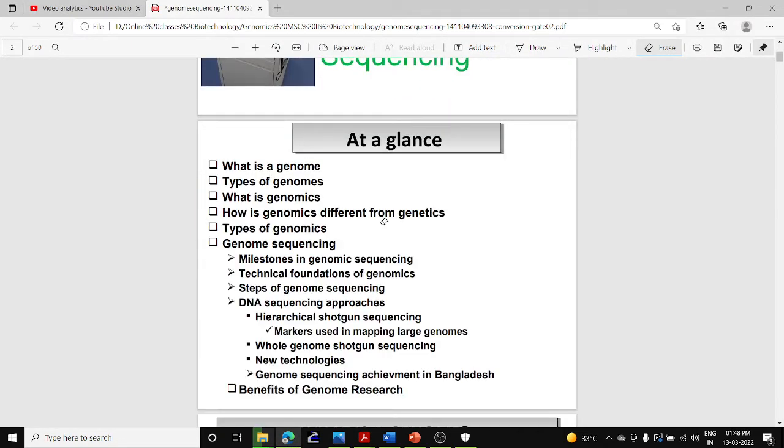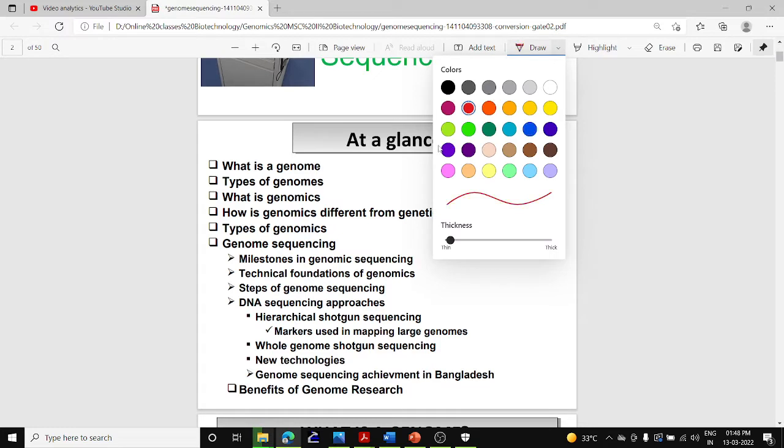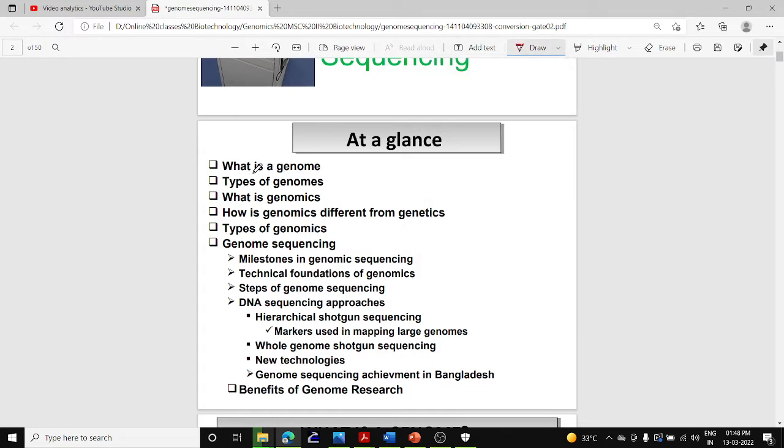So we'll see genome sequencing, how and what it is. In this lecture, we are going to see what is meant by genome, then the types of different genomes, then what genomics basically is. We have seen that already, but we'll see again how genomics is different from genetics, then the types of genomics, and then we'll start with our basic lecture, that is genome sequencing.